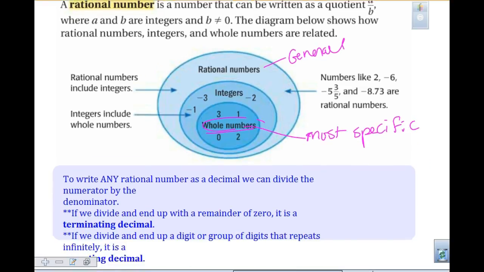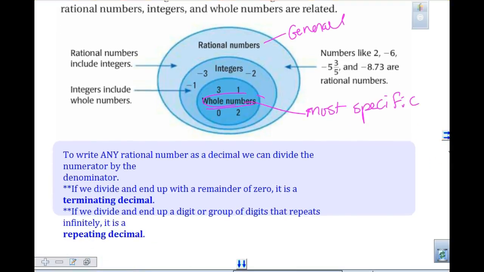So, if we are looking at this, it says to write any rational number as a decimal, we can divide the numerator and denominator. We get terminating decimals, right? We saw those terminating decimals. We have repeating decimals, okay?